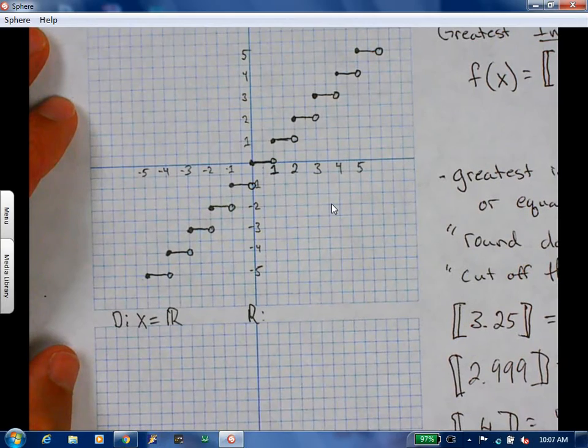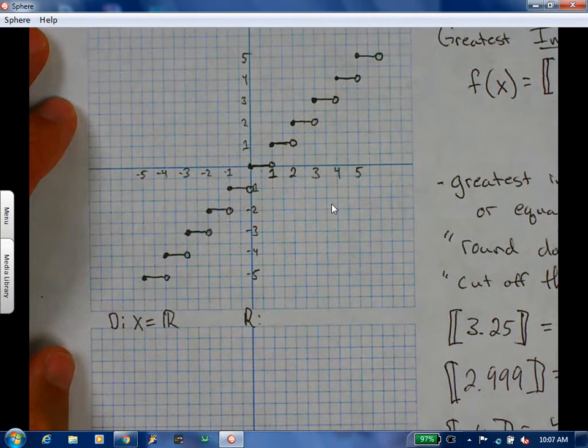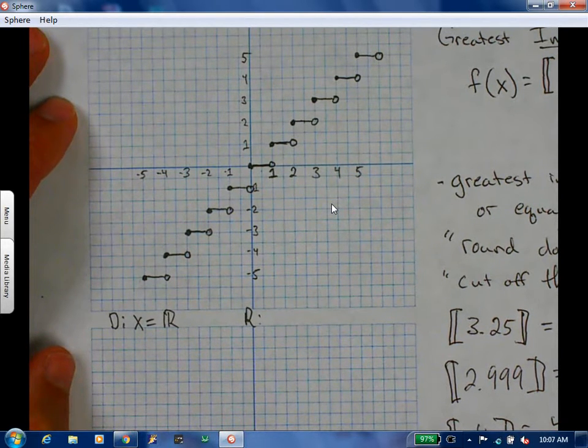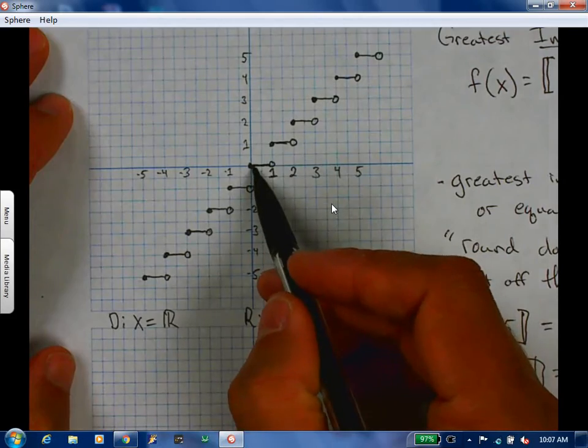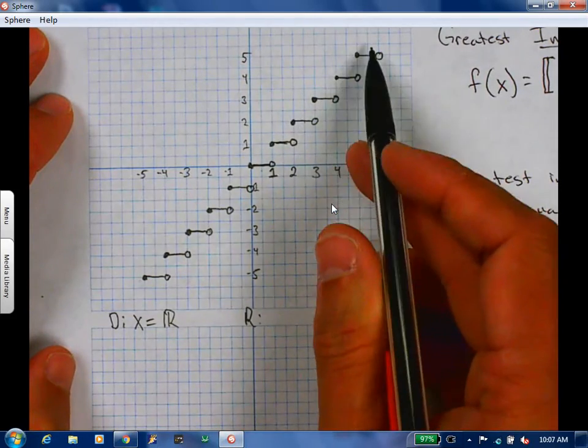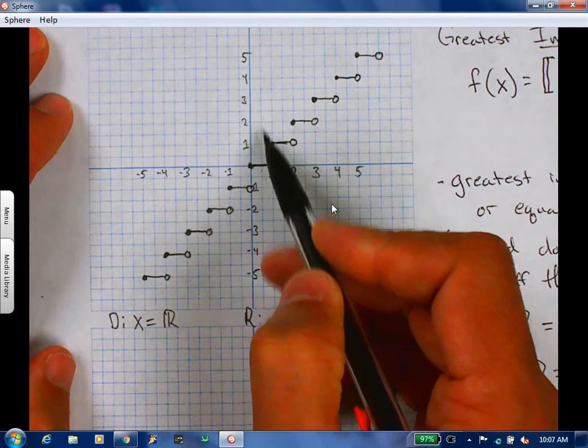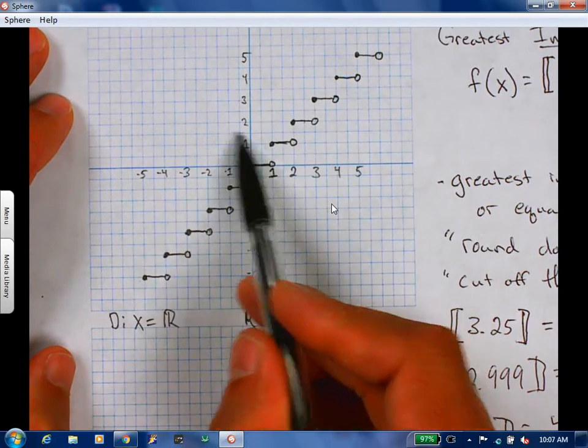What about the range? Not all real numbers. Where does x equal 1.5? Where does y equal 1.5? You see the y values we're using are 0, 1, 2, 3, 4, 5. We're not using things in between. Y never equals 1.5. There's no x value that matches up with that.